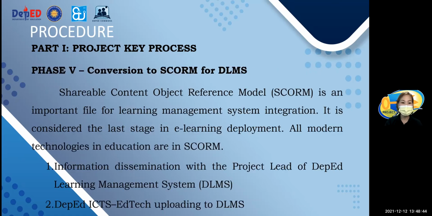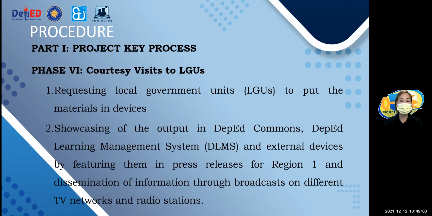Okay, so for phase 5, we will be having the conversion to SCORM for the LMS. So specifically, we have our project lead on the learning management system. They would be our partner in conversion to SCORM for the DLMS. And of course, we will do courtesy visits to LGUs. Not all are in support within our department, but of course, we also need the support of our LGUs, especially in showcasing all the output of the DepEd Commons.